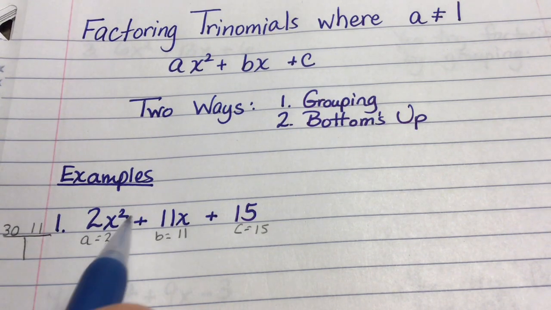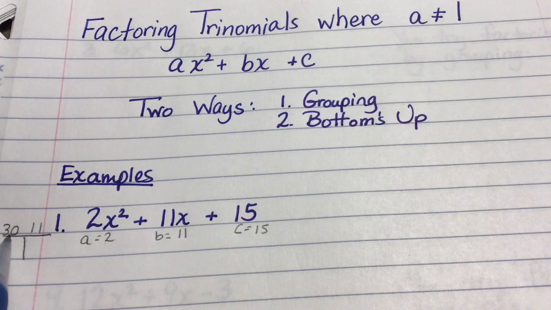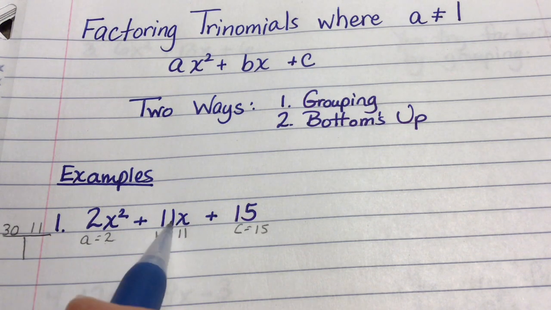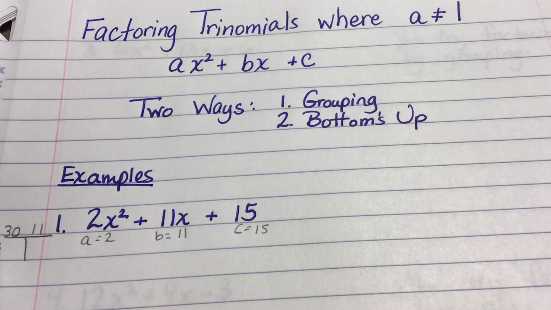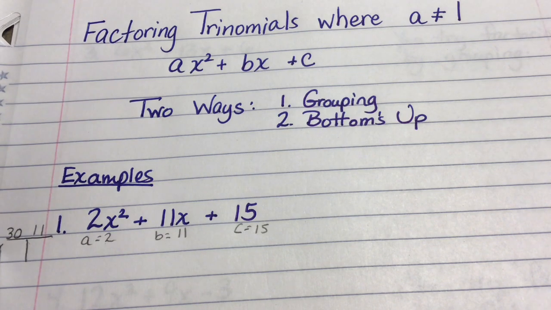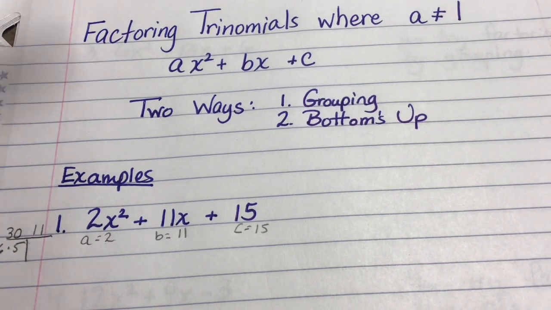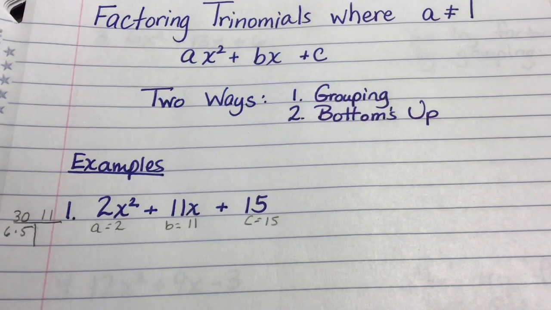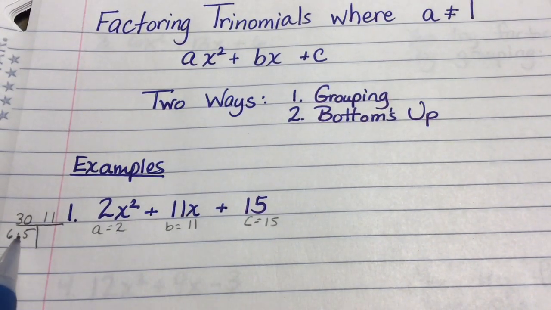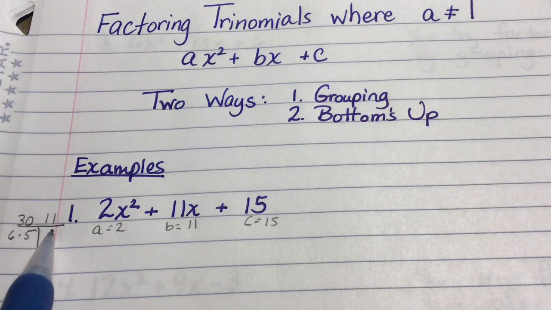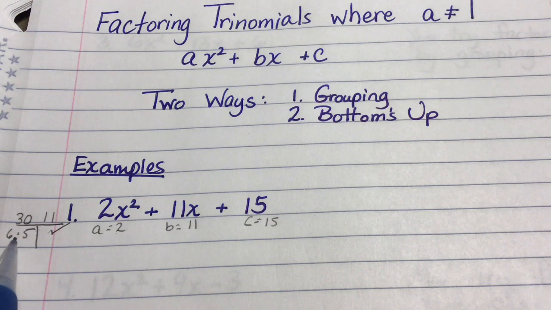So even when you're doing it by grouping, you need to factor this way so that you can find the two factors that are going to replace 11x. Well, hopefully you know your multiplication facts well enough that in your mind you think positive 6 times positive 5 is 30. Positive 6 times positive 5. And then 6 plus 5 is 11. So those are the factors that work.